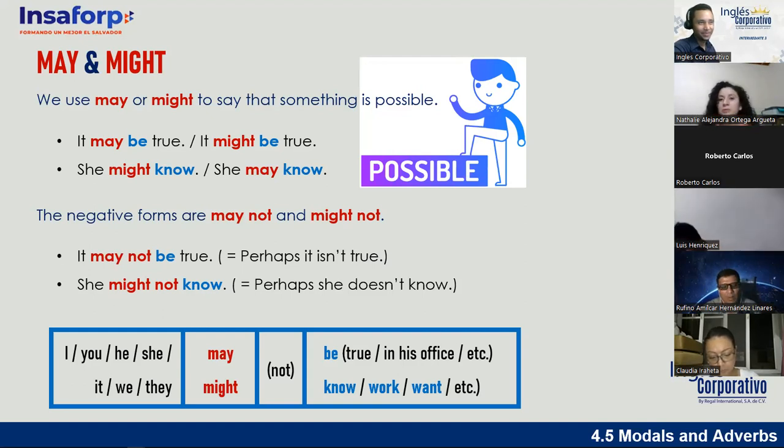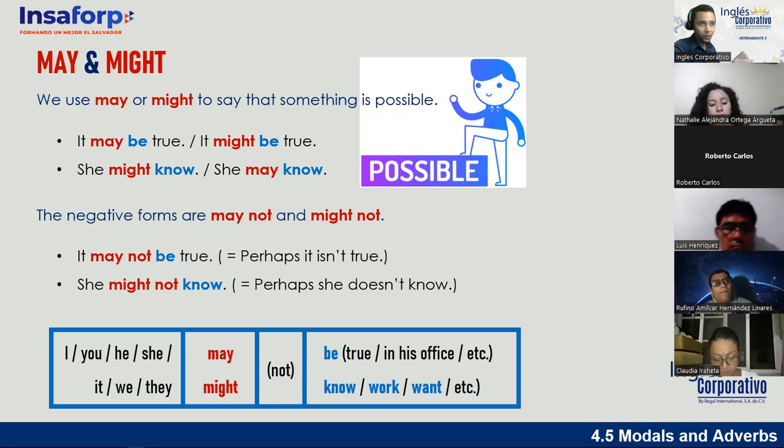The verb uses the base form. Okay, the verb that follows the modal should be or must always be in base form. That is correct. Thank you, Natalie. So that's one of the rules. After the modal auxiliary, you have to use a verb in base form. That's the only form, the only form. There are no exceptions right here. So that's the first one.